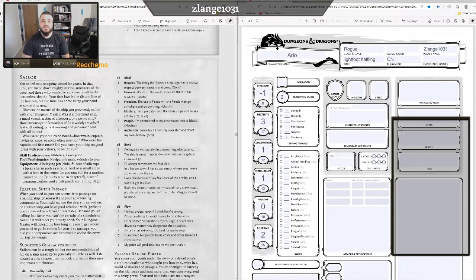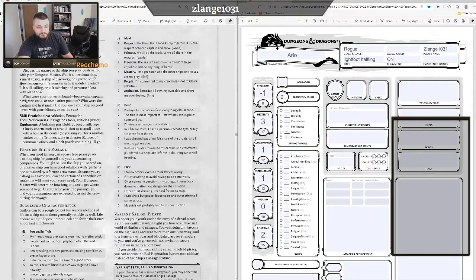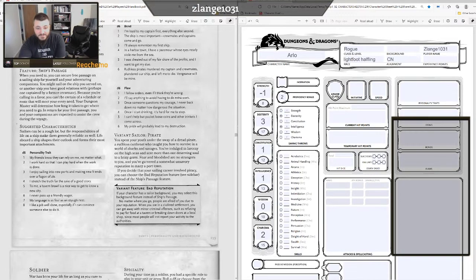Sailor. So, Sailor's pretty cool. If you are going to be having a lot of water travel in your campaign, which you would probably talk to the DM about beforehand, when you need to, you can secure free passage on a sailing ship for yourself and your adventuring companions. If there's going to be a lot of water travel, that'll be great. Variant to Sailor is Pirate, which I like.